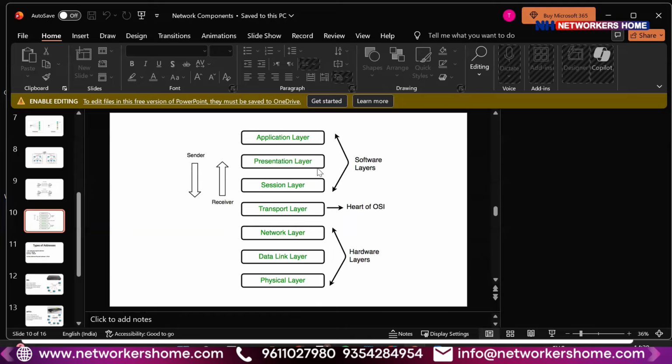And here you see application, presentation, and session. They are called software layers because those are virtual. And here you see the transport layer, which is called the heart of OSI.